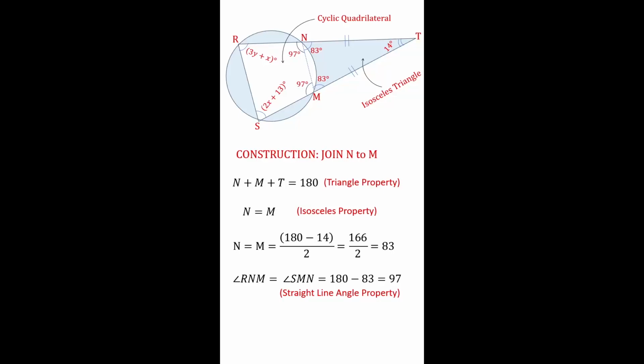Now, from circle theorems, if you know circle theorems very well, you know that there's a property that says opposite angles in a cyclic quadrilateral are supplementary. So that is what we did here. This is a cyclic quadrilateral property, and if you solve these two equations, you're going to get your x to be 35 and your y to be 16.